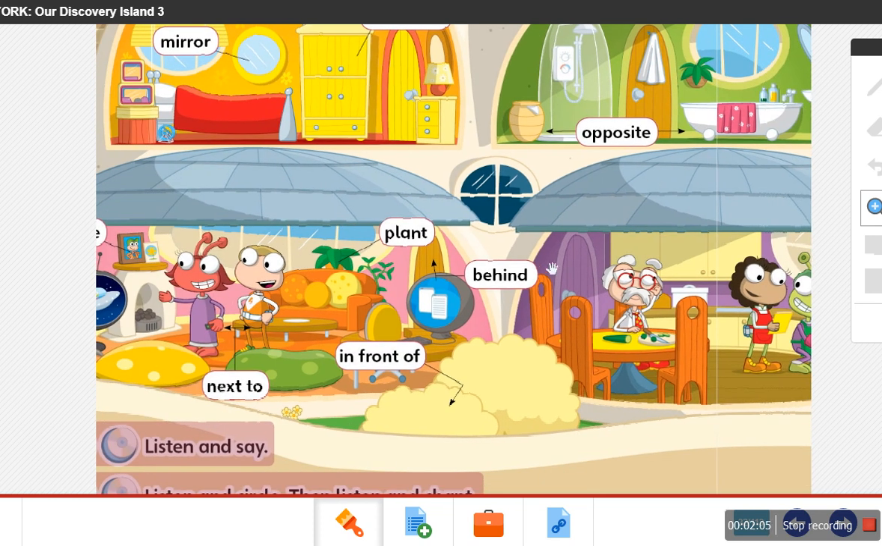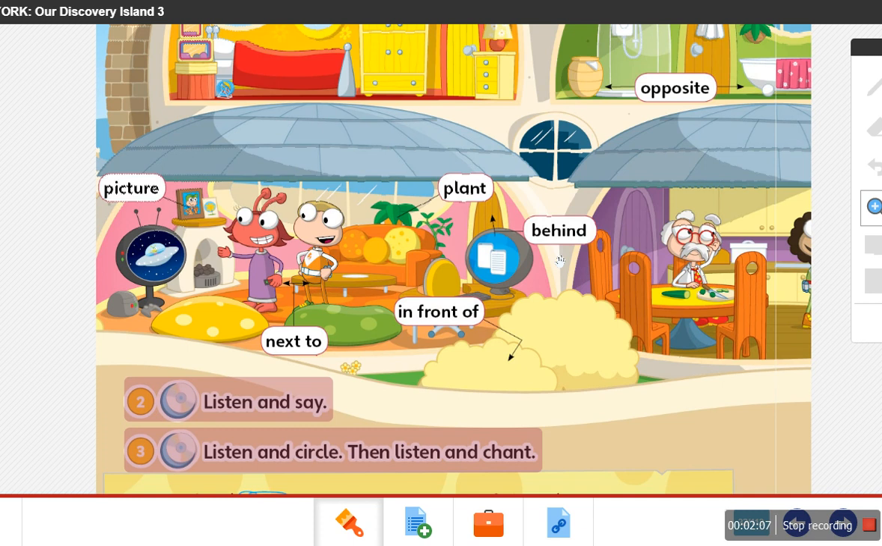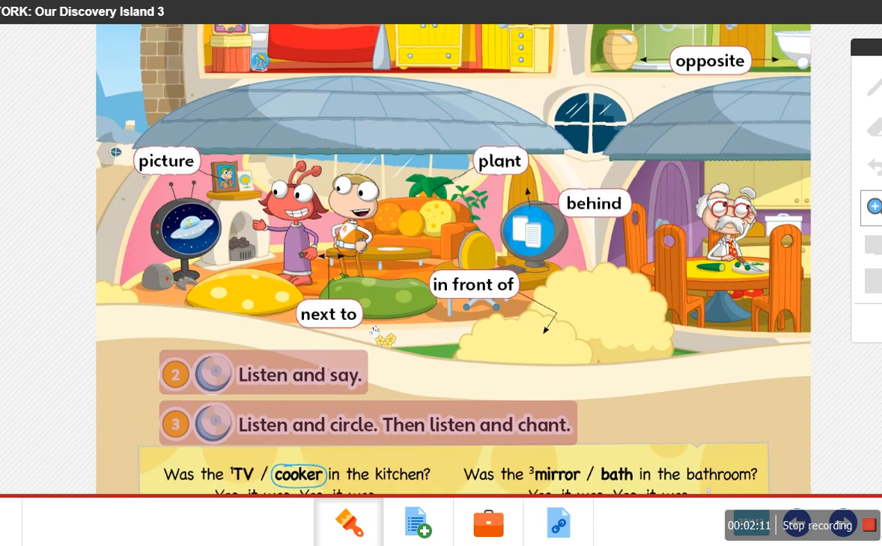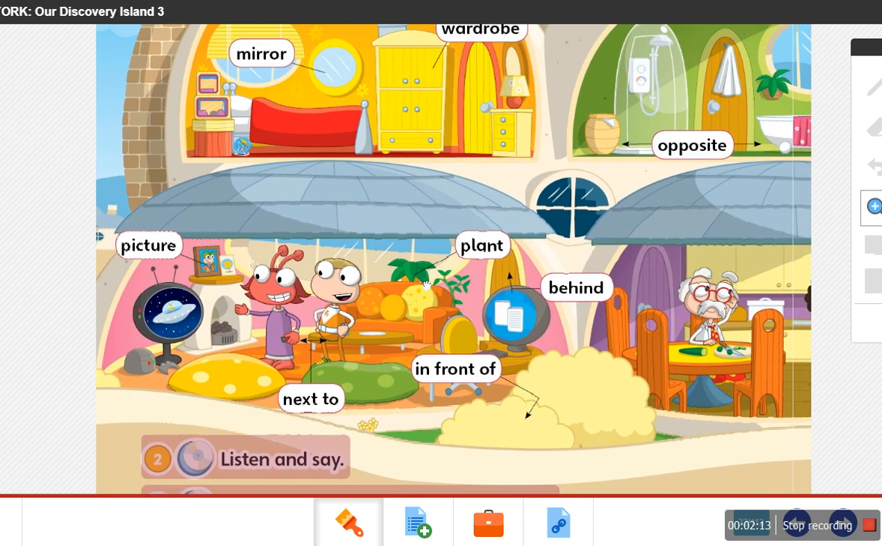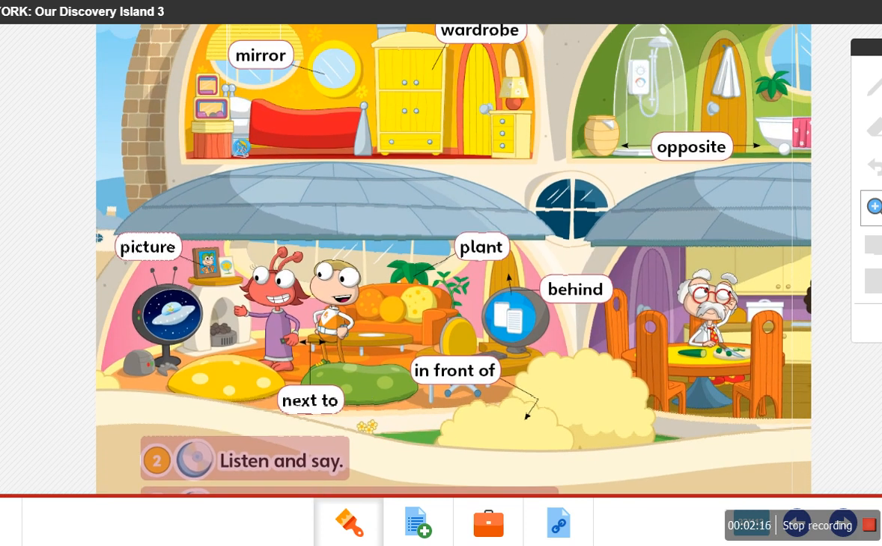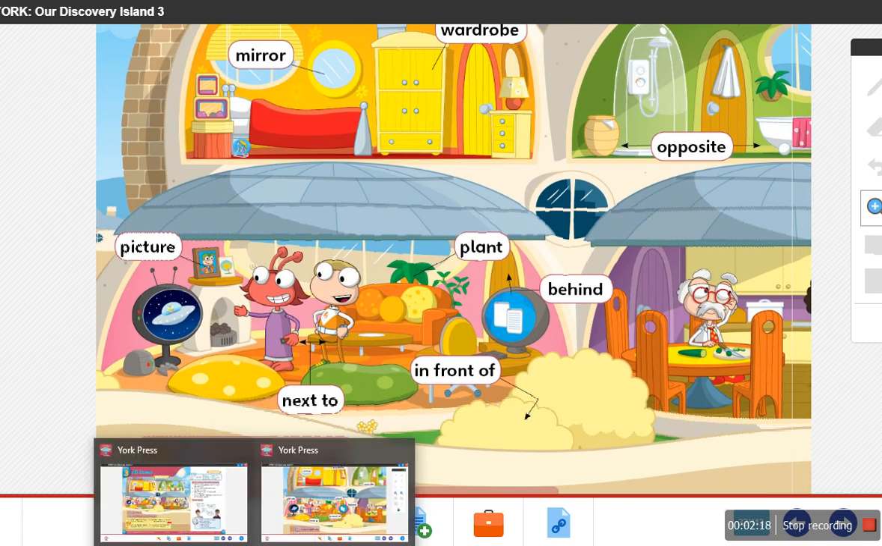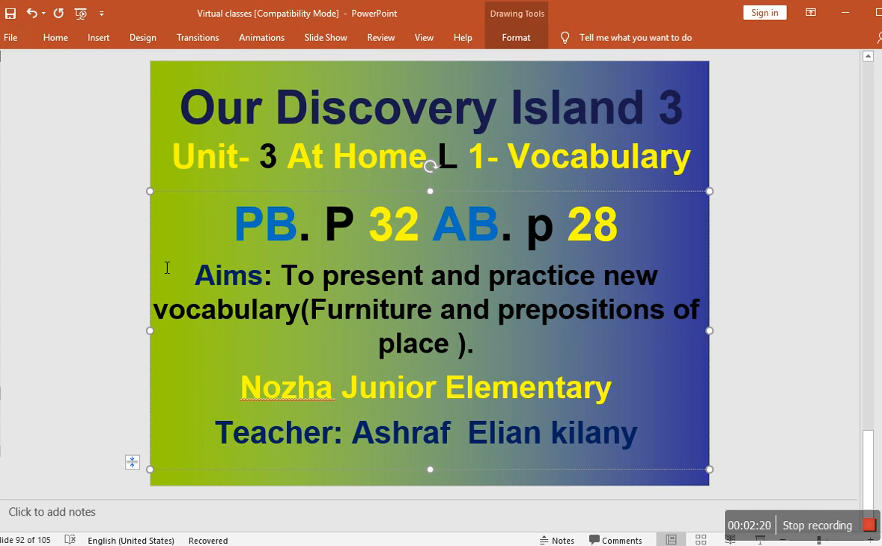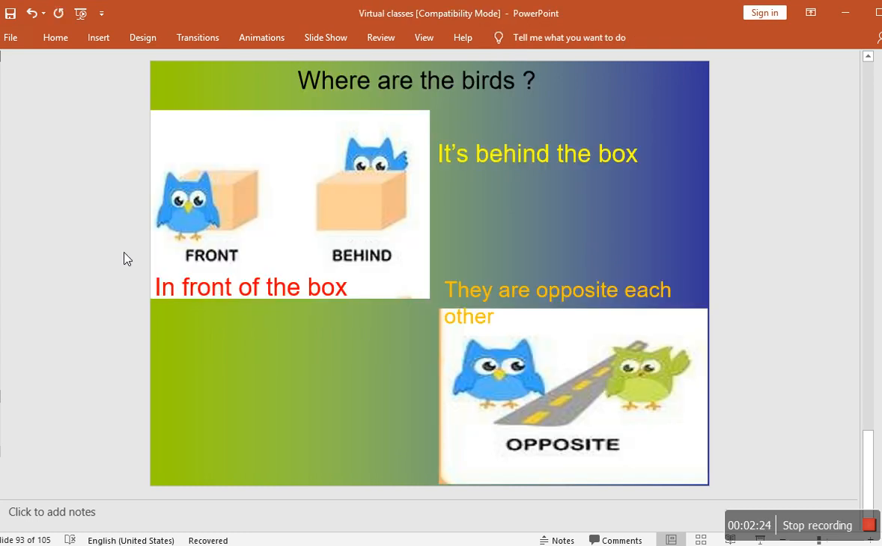Here we can see also behind and in front of and next to. To make it easy for you and clarify the meanings of the prepositions, I prepared a slide for you, and I hope it's gonna be helpful for you to identify and know about the prepositions of place.